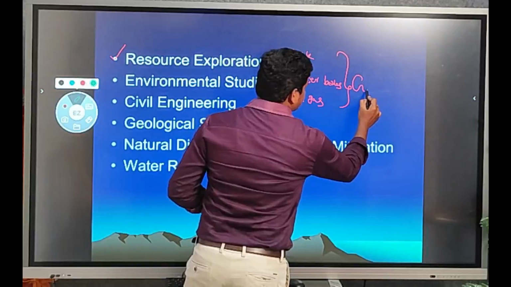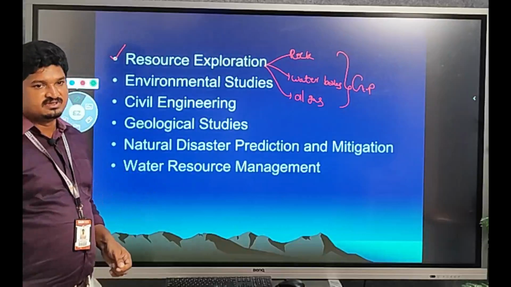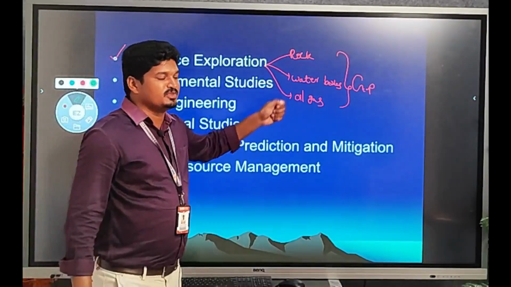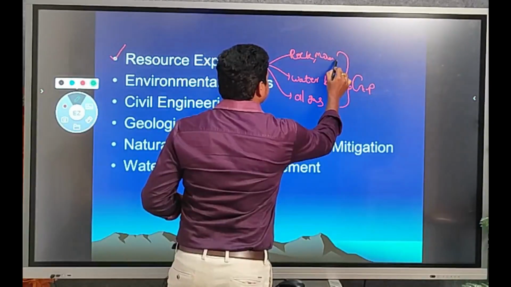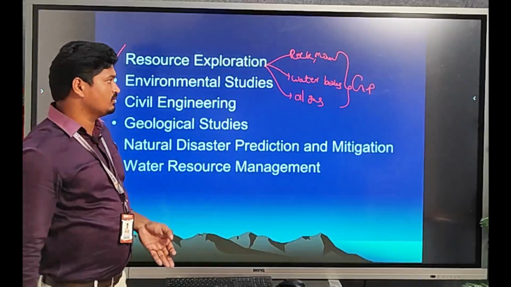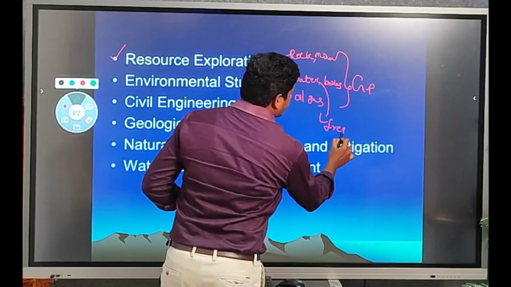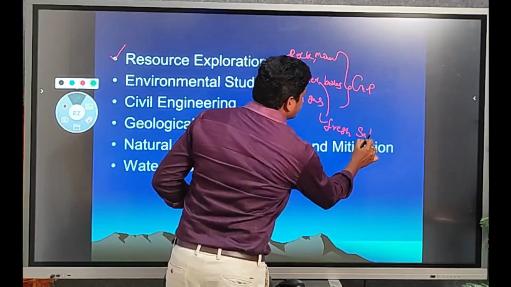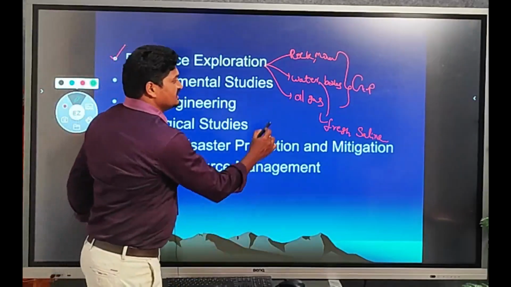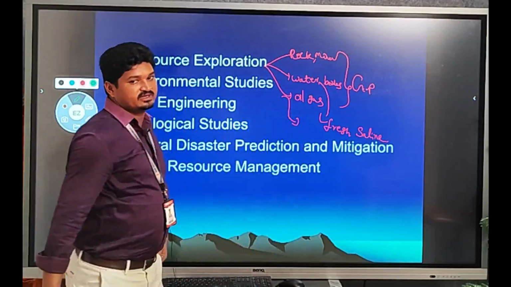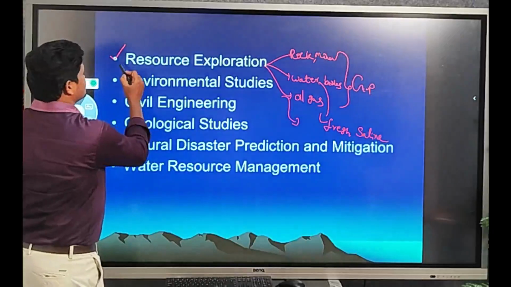While using geophysical methods to understand the subsurface, we are able to find the rocks and minerals. We are able to find subsurface water bodies, and we can discriminate whether it is a fresh water body or a saline water body. At the same time, we are able to find different types of oil and gases using geophysical methods. That is about resource exploration.